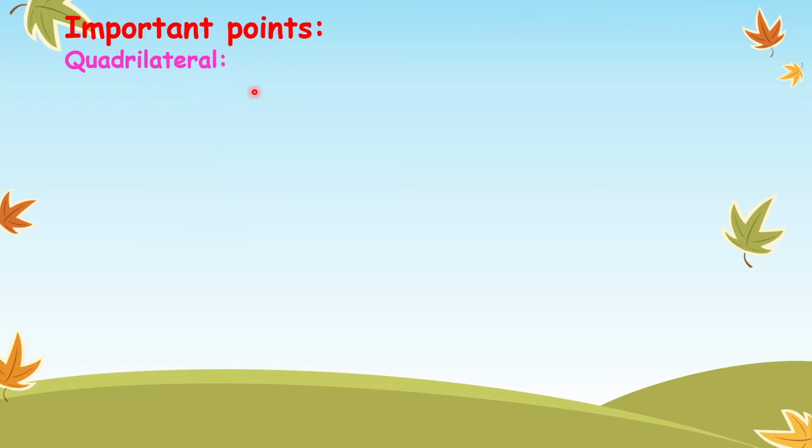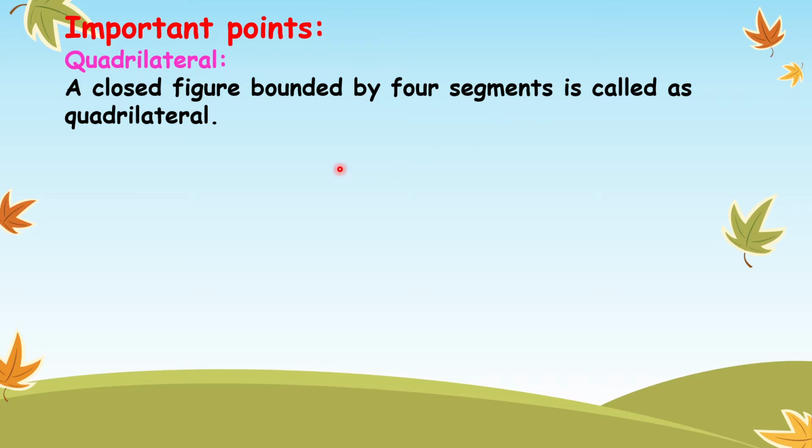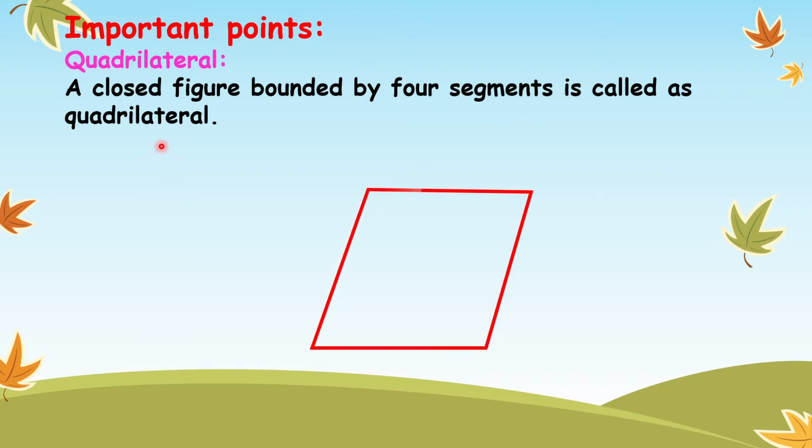Important points. Quadrilateral: a closed figure bounded by 4 segments is called a quadrilateral. In this figure, the 4 segments AB, BC, CD, and AD bound this closed figure, which is called quadrilateral ABCD. This quadrilateral ABCD has 4 vertices. Segment AB is the first side, the second side is segment BC, the third side is segment CD, and the fourth side is segment AD. These are the 4 sides of quadrilateral ABCD. Angle A, angle B, angle C, and angle D are the 4 angles of quadrilateral ABCD.